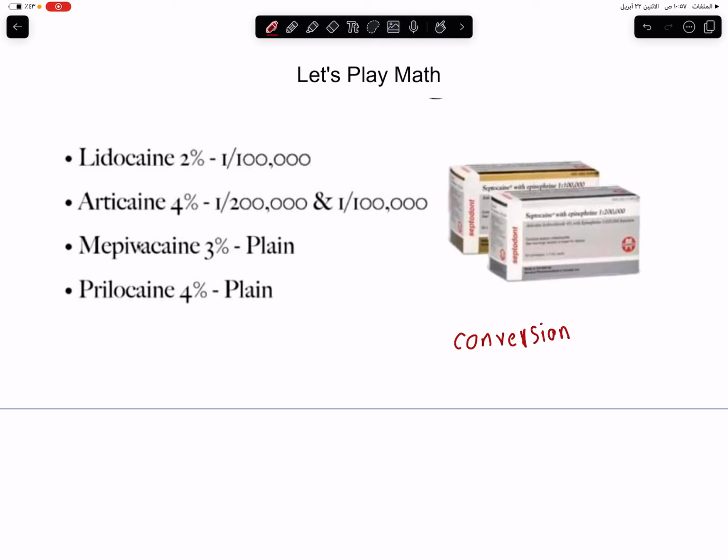When it is in ratio, again it is very easy. 1 stands for 1 gram. So 1 gram means how many milligram? Not 10,000, 1,000. 1 gram equals 1,000 milligram. So 1,000 divided by 100,000. How much will it be?